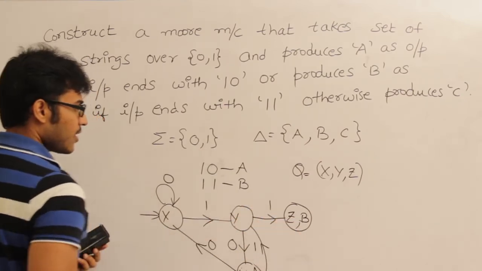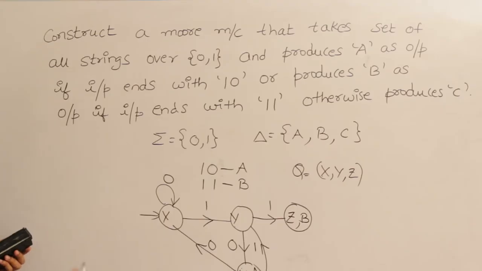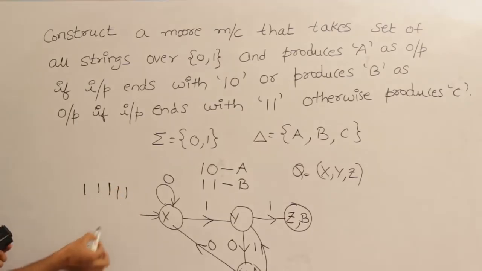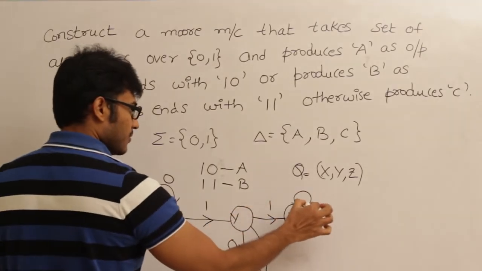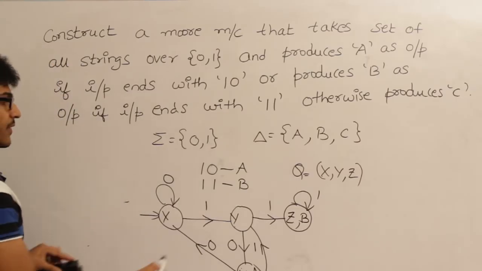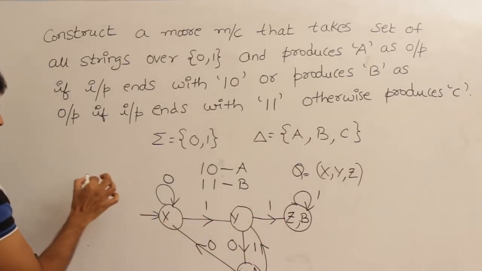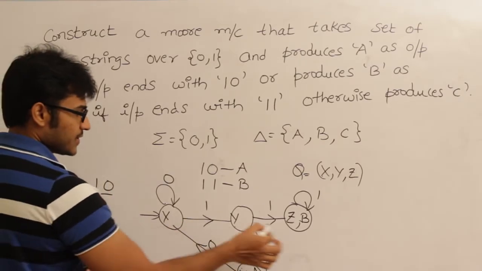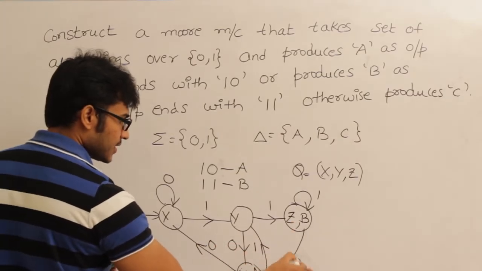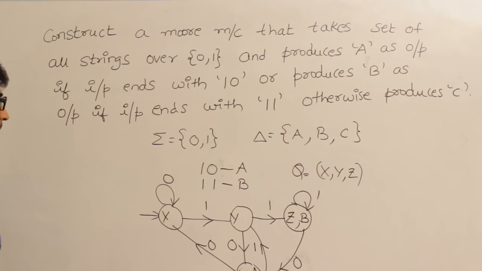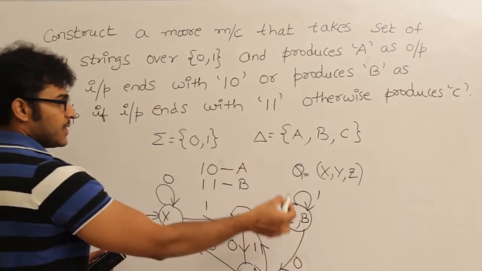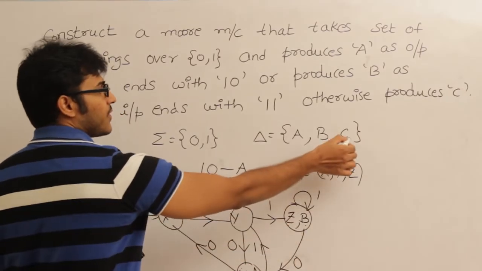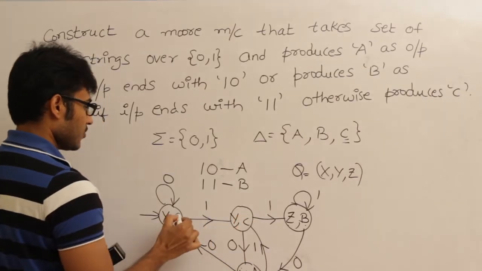Now in state Z, how do I reach Z? I have reached Z by seeing 1 1. If I see one more 1 or any number of ones, it is still ending with 1 1. Therefore any number of ones is still ending with 1 1. Now if I see a 0, it is nothing but ending with 1 0, so I'll go to W. Why? Because it is ending with 1 0. So this is it. If I am in W, the output has to be A. If I am in Z, the output has to be B. Otherwise the output has to be C. So in the remaining states, output has to be C.